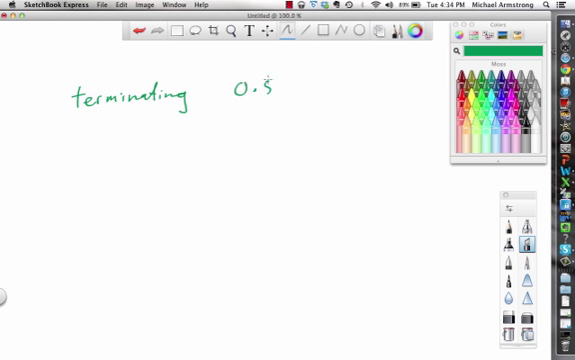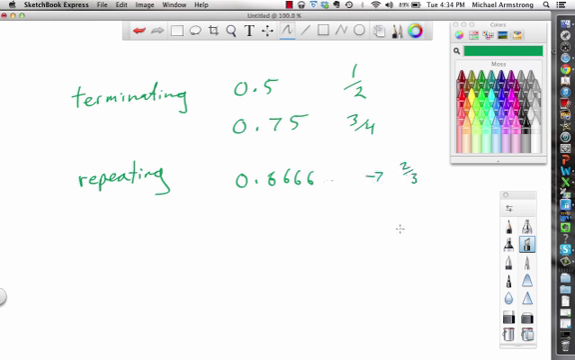like 0.5, 0.75. Okay, so the fraction for 0.5 is 1/2, and the fraction for 0.75 is 3/4. So these are terminating. But repeating ones, like the one I just showed you, could be as easy as 0.66666, and it goes on forever and ever. The fraction for that is 2/3. Okay, and a lot of times on a calculator you'll see that they'll go 0.666 all the way to the end of the screen, and the last number they round up to a 7. Okay, so these are repeating decimals.